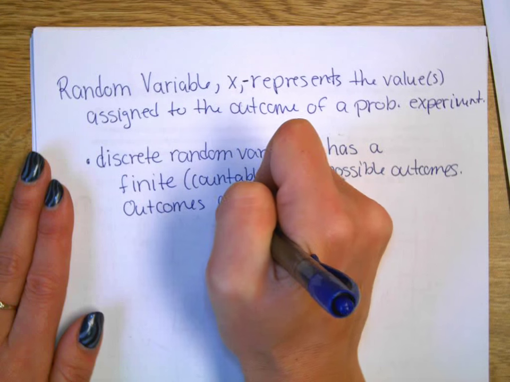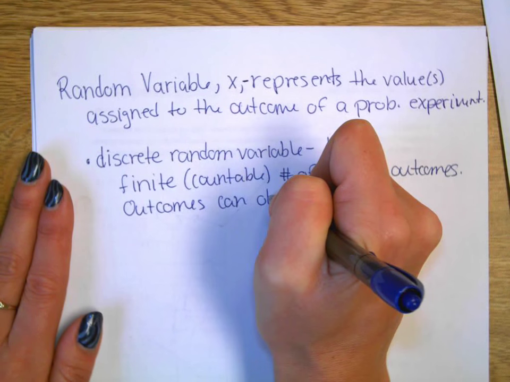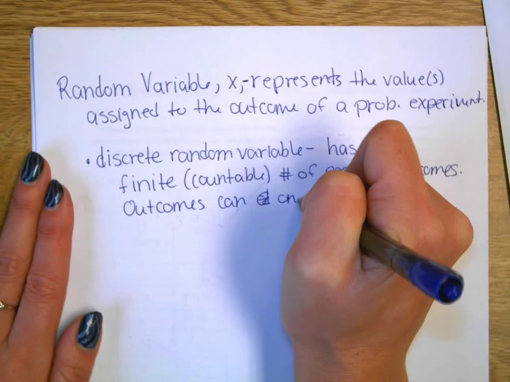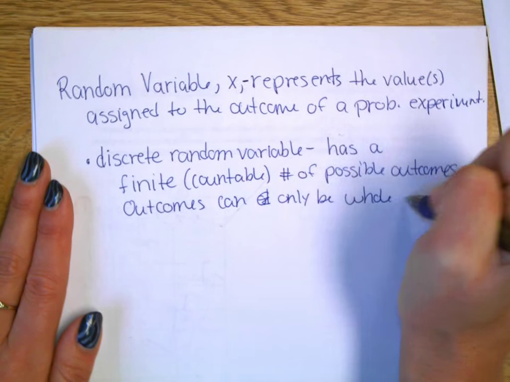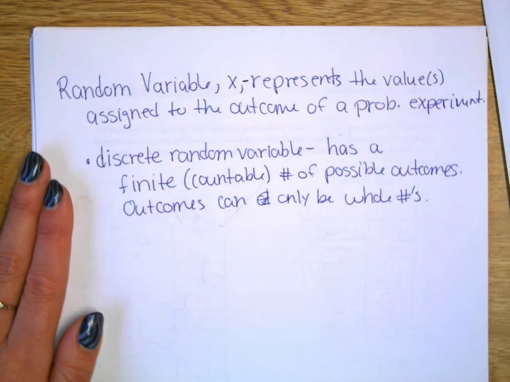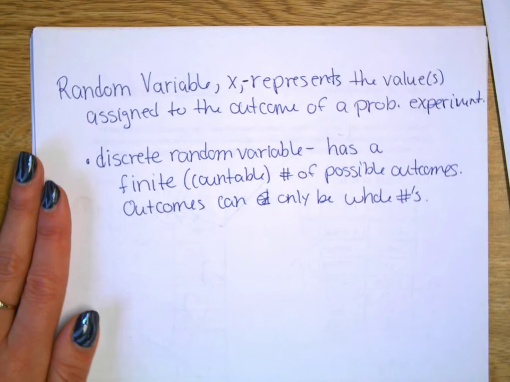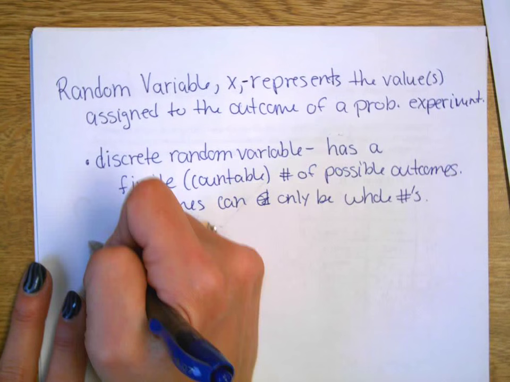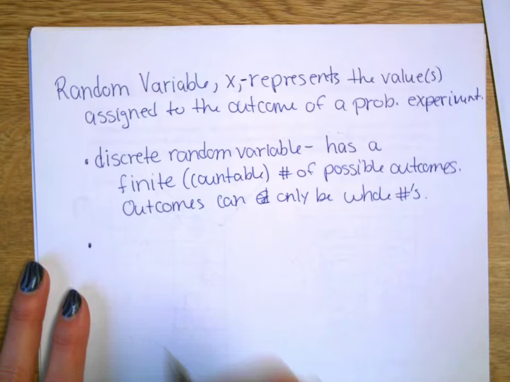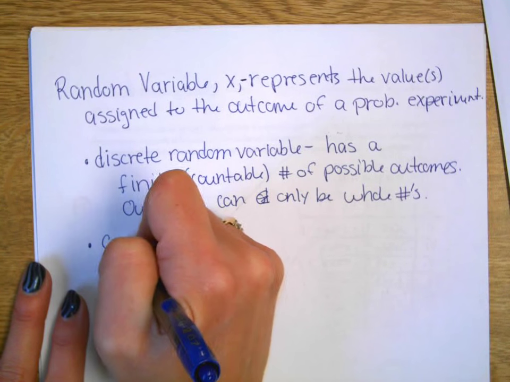Outcomes can only be whole numbers, like our days of rain. You don't get 1.5 days of rain. It either rains or it doesn't. You count it as a rain day or you don't count it as a rain day. There's no in-betweens. If you can get in-between whole numbers, that's called a continuous random variable.